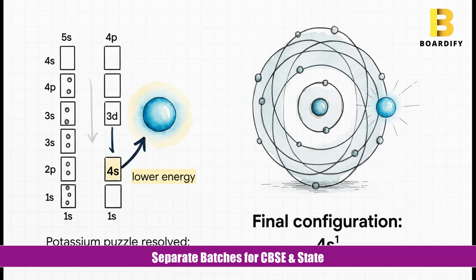Well, according to our energy diagram, the next lowest spot after 3p is 4s. So that last electron goes right into the 4s subshell. And just like that, the mystery is solved. The electron is in the 4th shell because the 4s subshell has less energy than the 3d subshell.